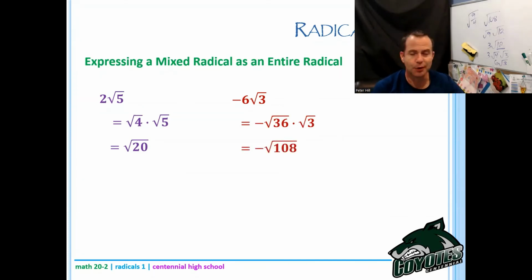Sorry, I said 2. I meant 3. Root 36 times root 3. And then 36 times 3 is 108. Okay. My face was actually covering up the root 3 when I was talking. Okay. So negative root 108 would be your answer there.